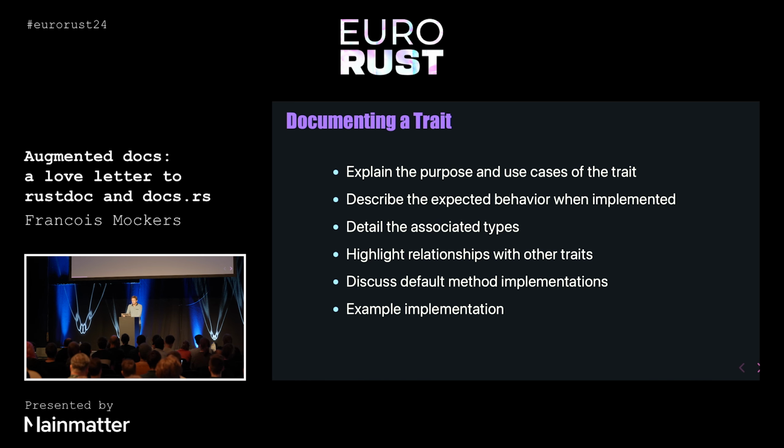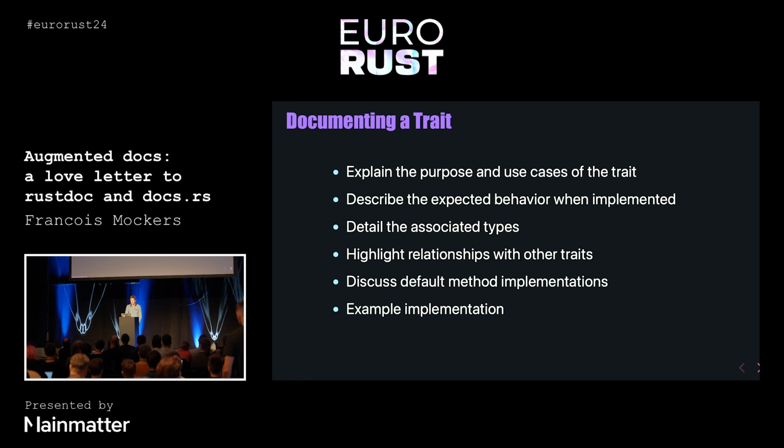For a trait, then explaining the purpose and how you want to use the trait, the behavior it adds to structs that implement that trait. If there are associated types, document them. Relationship with other traits too. If you have default method implementations, explain how they will use the methods that the user will have to implement so that they can work. And same, if you have blanket implementations of the trait, mention them. And always an example implementation.